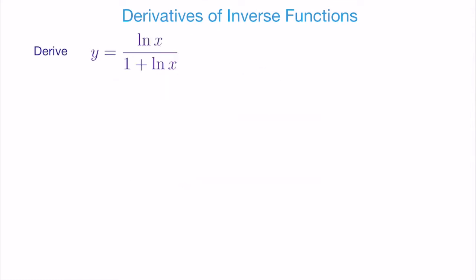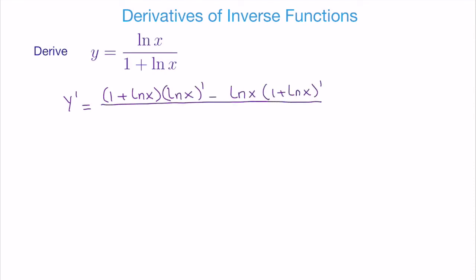Not bad, huh? Our last example for the video. First thing you have to do is see what's the operation relating the entire function. So here we have a quotient. So we apply the quotient rule. The derivative of y is going to be low d high minus high d low over the square of the bottom, and away we go. This is 1 plus ln x.